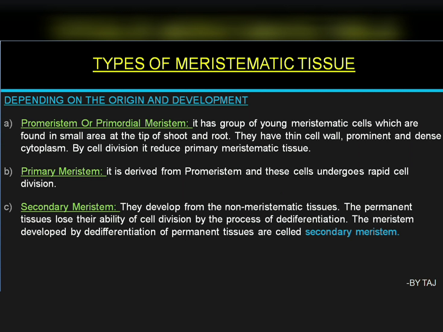Coming to primary meristem, it is derived from promeristems, nothing but primordial meristem, and these cells undergo rapid cell division. When compared to primordial meristem, primary meristems divide rapidly. Coming to the third type, that is secondary meristem. They develop from non-meristematic tissue called permanent tissue. They lose the ability of cell division by the process called dedifferentiation. The meristems developed by differentiation of permanent tissue are called secondary meristem.